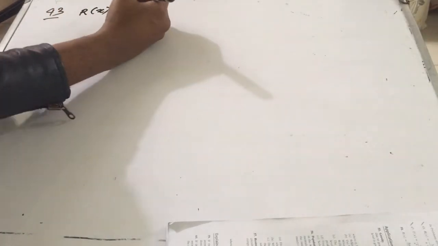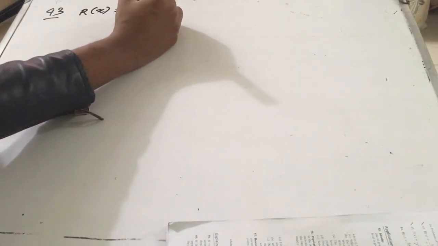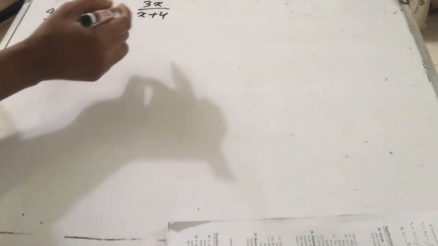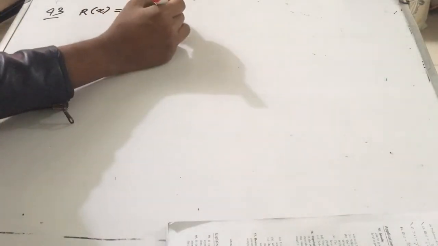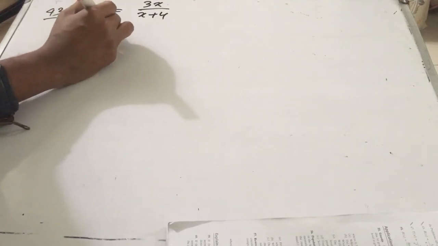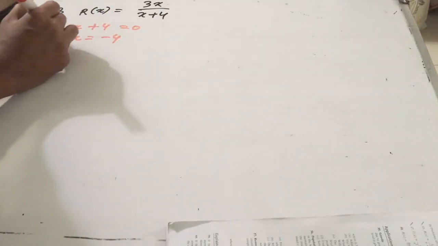r of x equals 3x divided by x plus 4. 3x divided by x plus 4, that is the question. So we have to find out the answer of this. This one is vertical, horizontal and oblique. So vertical asymptote we always get from this denominator. So vertical asymptote will be x plus 4 equals 0, or x equals minus 4. This is our vertical asymptote.